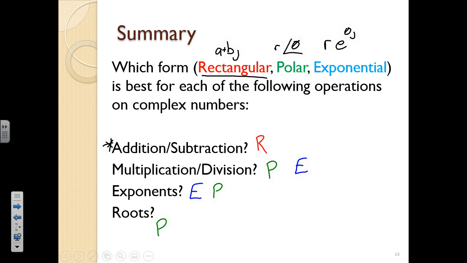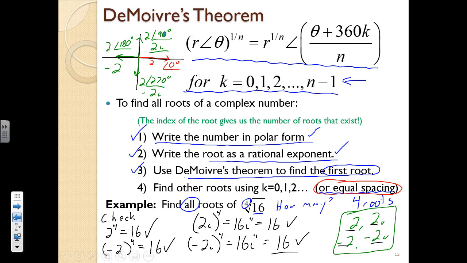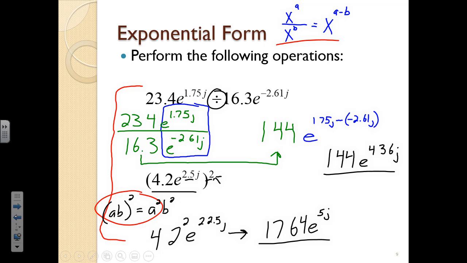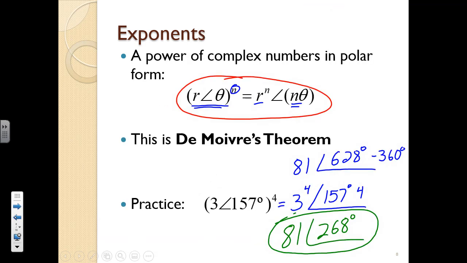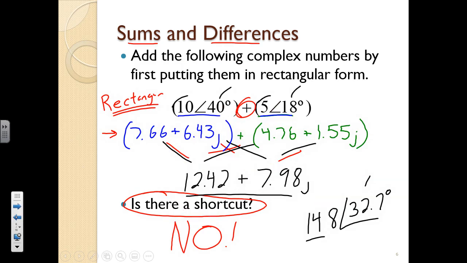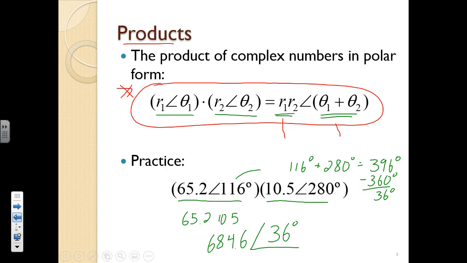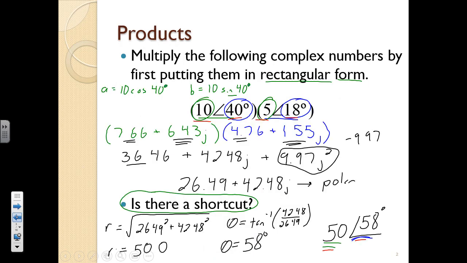All right, that wraps up this section. We accomplished a lot of stuff. We found roots of complex numbers. We performed operations in exponential form. We established de Moivre's theorem. We saw how to raise complex numbers to powers, how to add numbers by putting them in rectangular form, and we established how to multiply or divide numbers in polar form. So that wraps up this section.